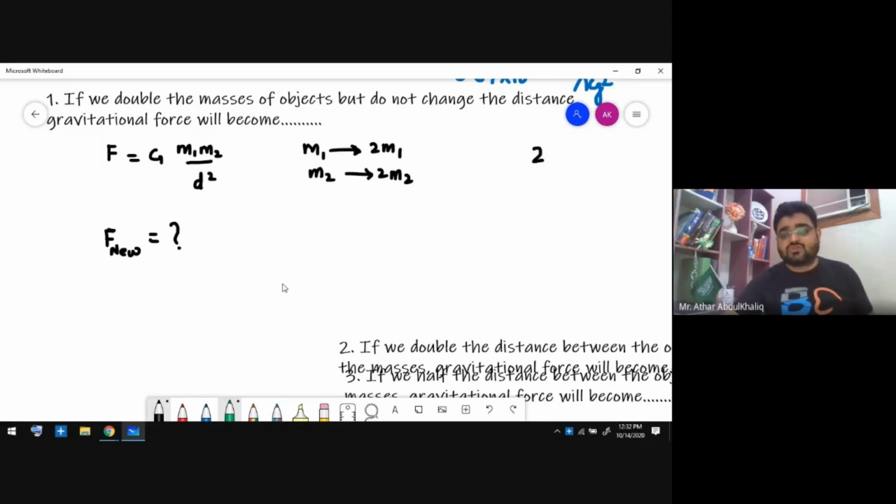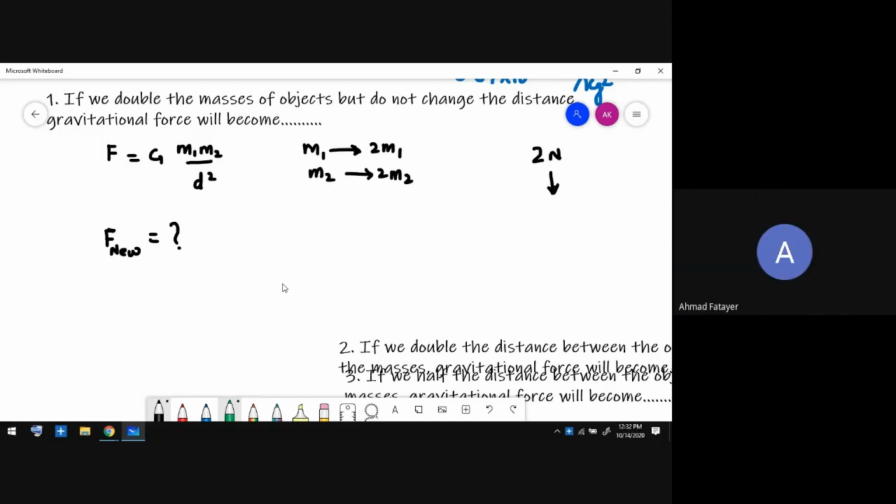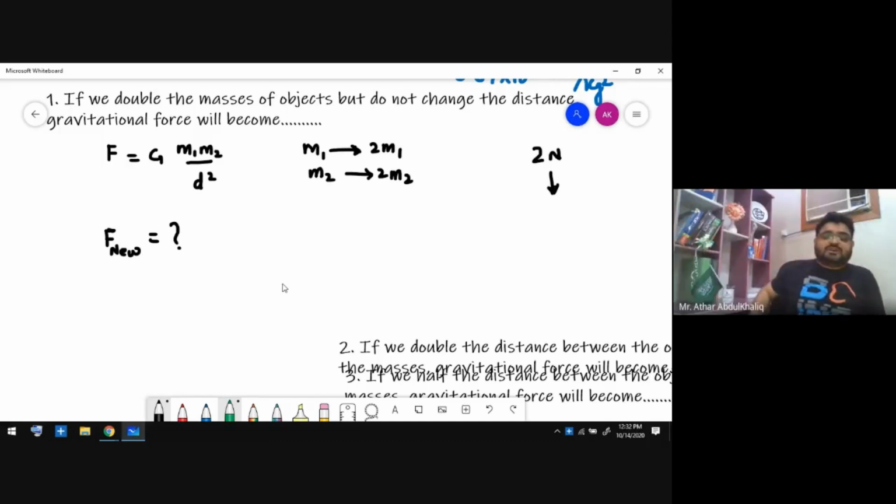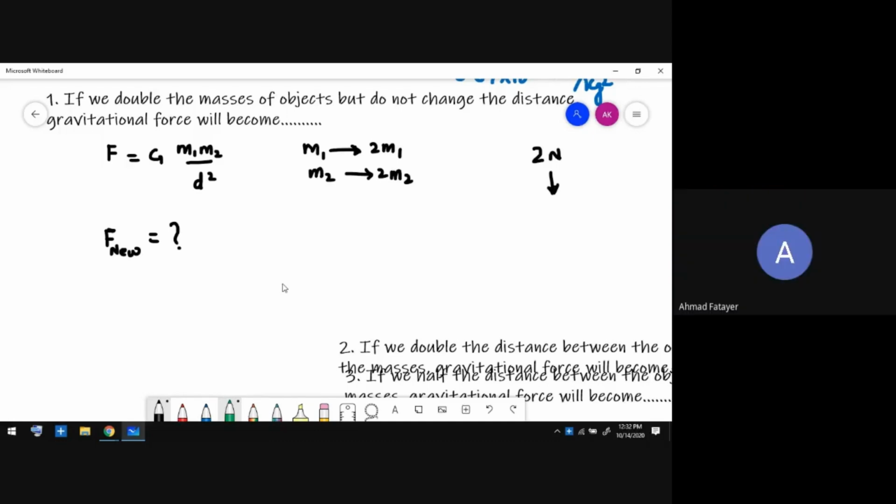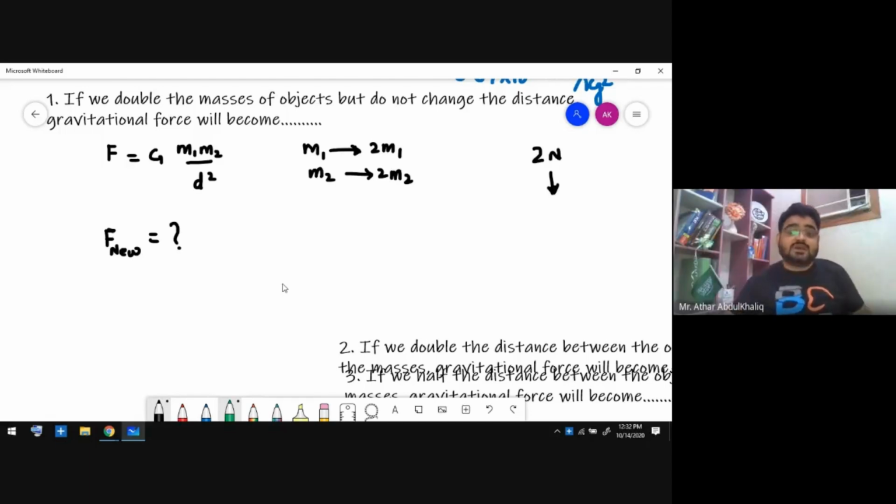Now I need the value of the changed force. For example, it was 2 Newton initially. How much will it become now? Will it become 4 or 8? 8, sorry, 8. Why? Because both the masses are doubled. When masses are doubled, it means 2m1 times 2m2, it will become 4 times m1 m2. So here you will write that it will change to become 4 times.